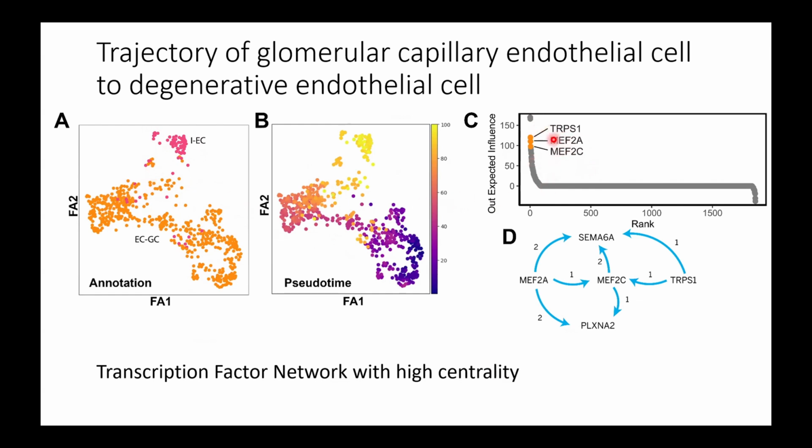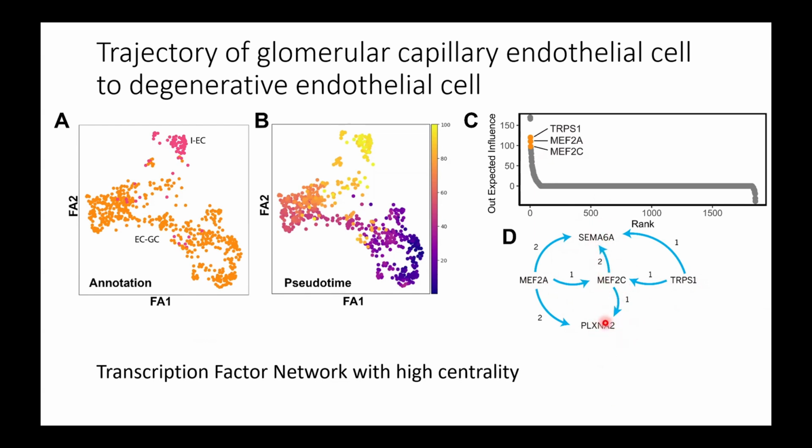And then in this network, we look at a measure of centrality to identify some of the transcription factors that are central and that also regulate SEMA6A and PLXNA2, right? Because we identified that this transition was important. So we have this small network here of MEF2A, MEF2C, and TRPS1 that co-regulate each other and regulate SEMA6A and PLXNA2.